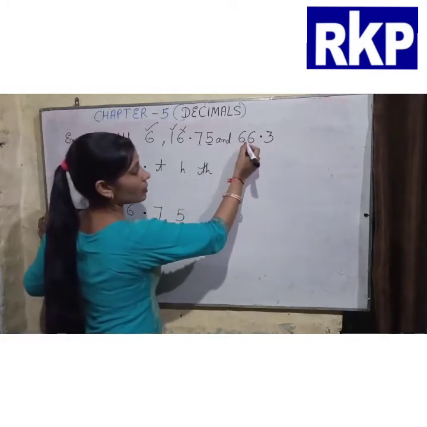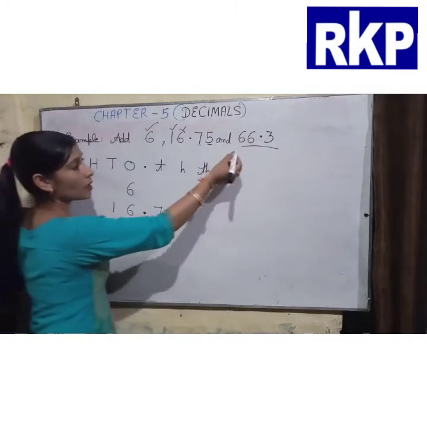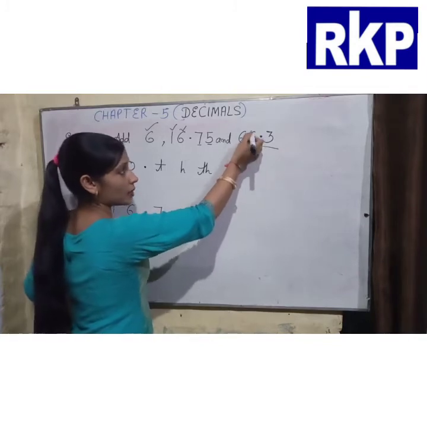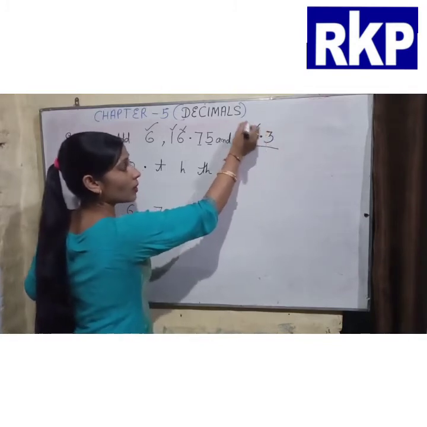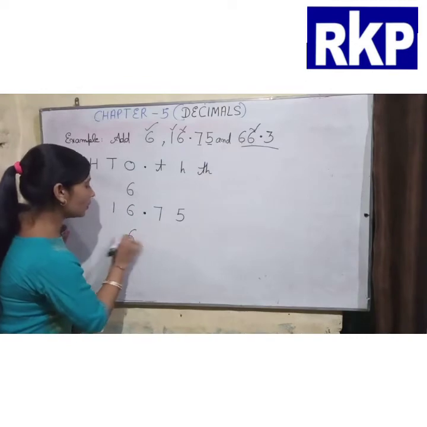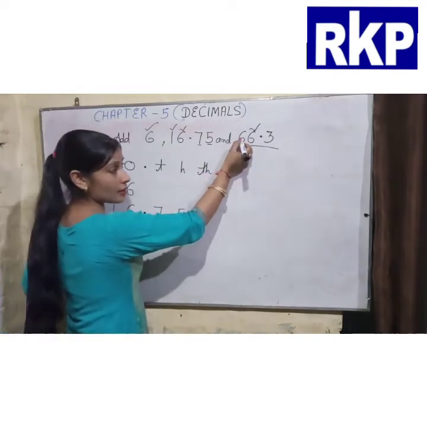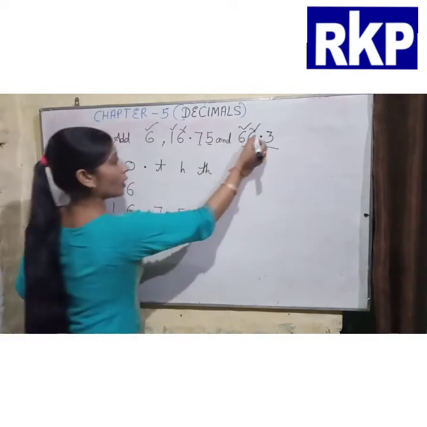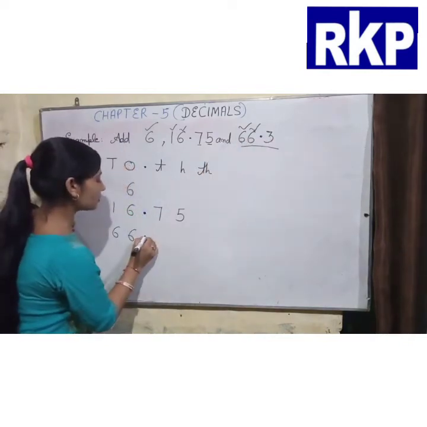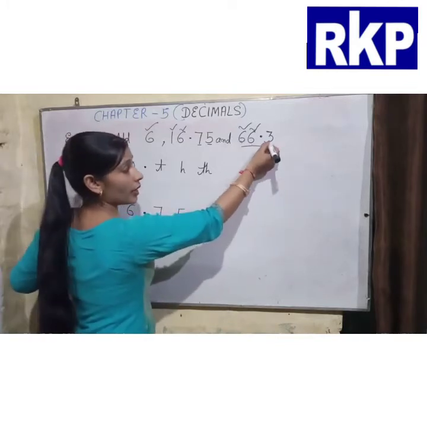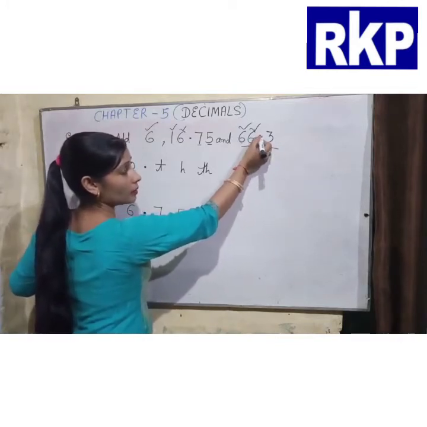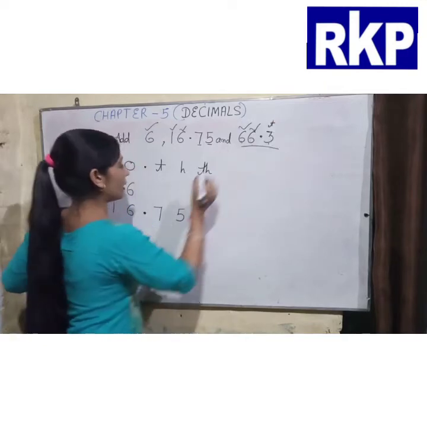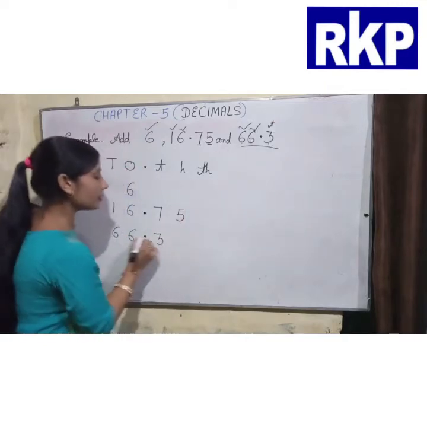And after that we have 66.3. Now we have to write 66 and then 3. 66 means 6. This 6 will come in ones place. So here we have to write 6 and this 6 will come in tens place. And now we have to put point. Now beta, we have 3 after decimal point. So 3 will come in tens place.